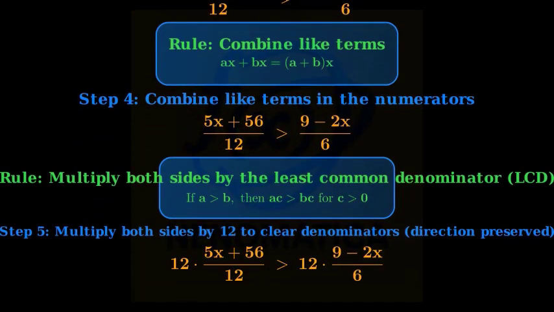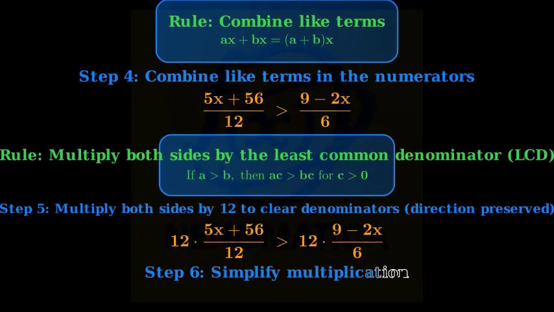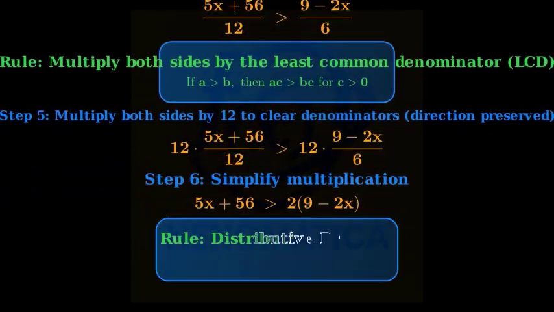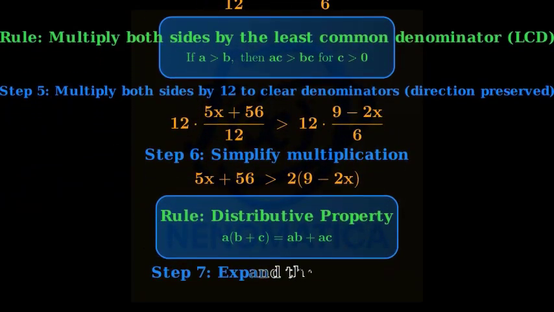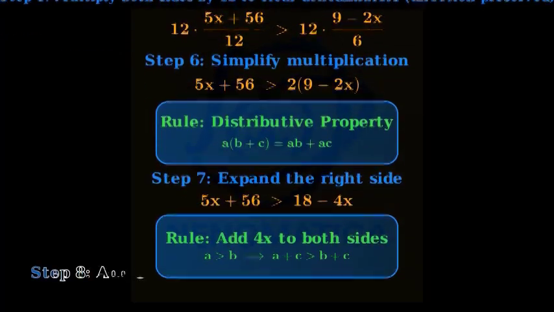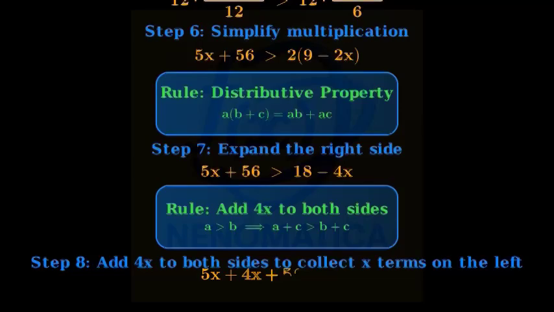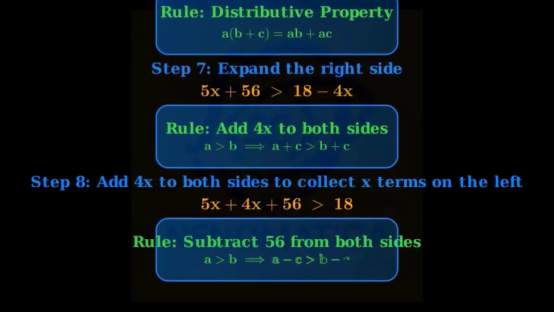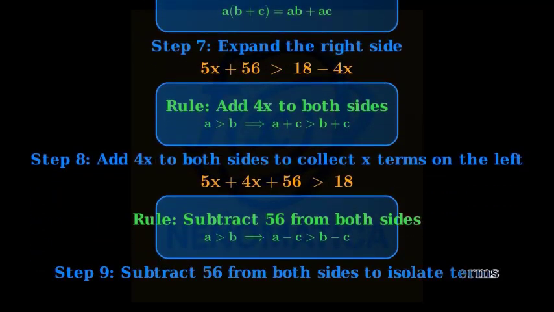Step 7. Expand the right side using distribution. Step 8. Add 4x to both sides to collect x on the left. Step 9. Subtract 56 from both sides to isolate the x term. Step 10. Simplify the right side. Step 11. Divide both sides by 9, a positive number, so the inequality direction stays the same.